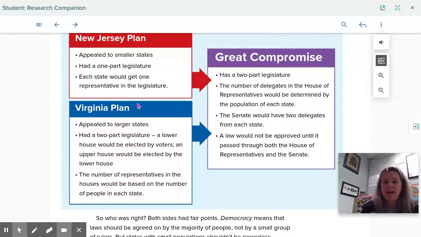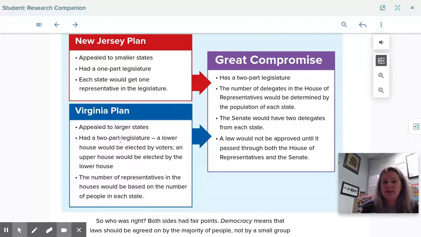Then we have the Virginia plan that appealed to the larger states, had a two-part legislature, a lower house to be elected by the voters, and then an upper house would be elected by the lower house. And then the number of representatives in the houses would be based on the number of people in each state. So then we got the Great Compromise from these two plans that has a two-part legislature. The number of delegates in the House of Representatives would be determined by the population of each state. And then the Senate would have two delegates from each state. And then a law would not be approved until it passed through both the House of Representatives and the Senate.